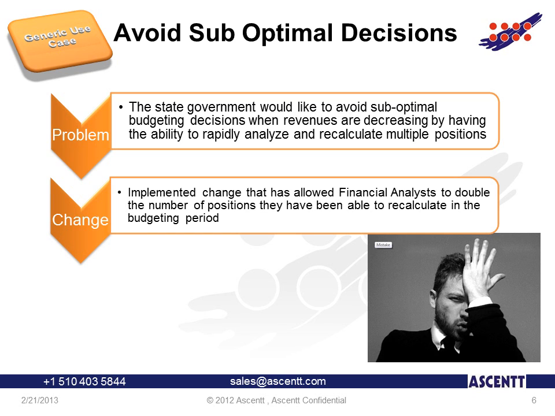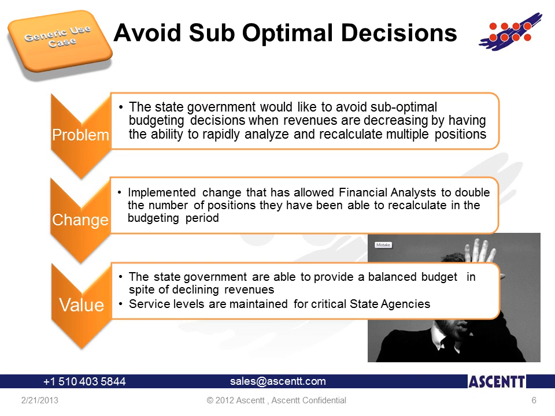So what is the change here? By implementing Hyperion on Exalytics, it's allowed the financial analysts to double the number of positions they have been able to recalculate in the budgeting period. The value, and this is very critical to the state government, is that they are able to provide a balanced budget in spite of declining revenues, something that, as a citizen, they owe me. And secondly, the service levels are maintained for critical state agencies.